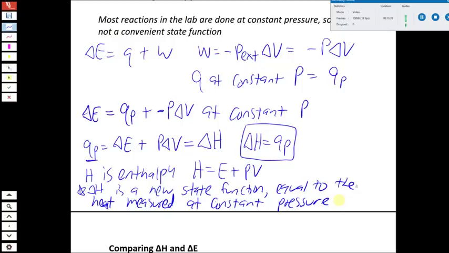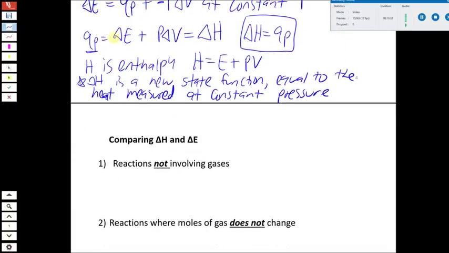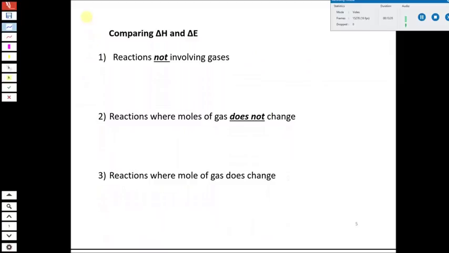We think delta E is a pretty valuable state function because it tells us how energies are changing between reactants and products, which is usually because of different bond energies between the two. So does delta H have any real value for us? What I'm going to do here is compare the two and see how similar they are to each other, how different they are from each other, and whether or not this delta H is actually useful for us.